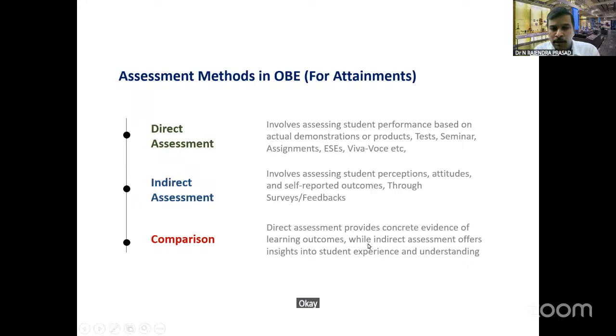Okay, so let me recall. There are two types of assessments in outcome-based education.